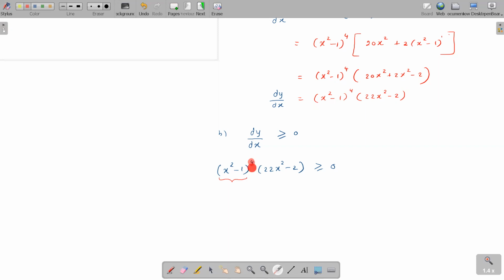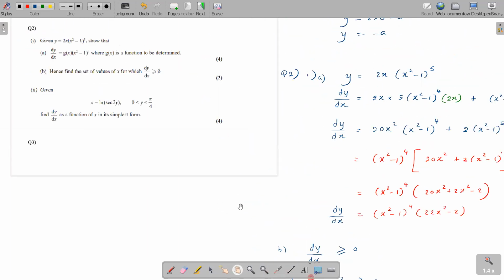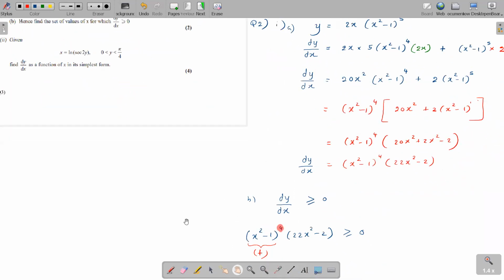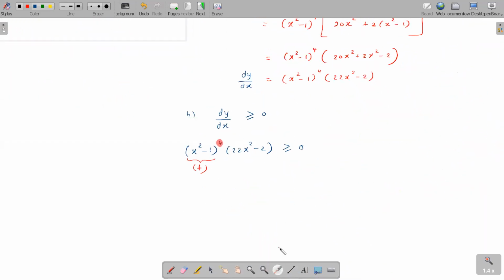Yes. It's always going to be positive because power 4 will ensure that whatever you get inside, whether it's positive or negative, even powers will always give out positive answers. So this is surely positive. So we need to find a set of possible values of x for which dy by dx is greater than or equal to 0. So this guy is always going to be positive for every x value. Do you agree with that? So (x square minus 1) to the power of 4 is greater than or equal to 0 for all x. Surely, for every x, it will be greater than or equal to 0.